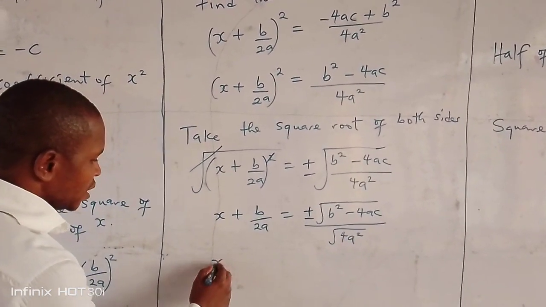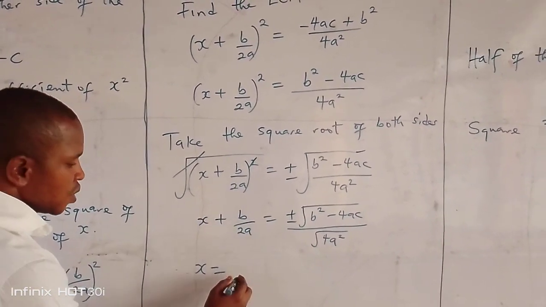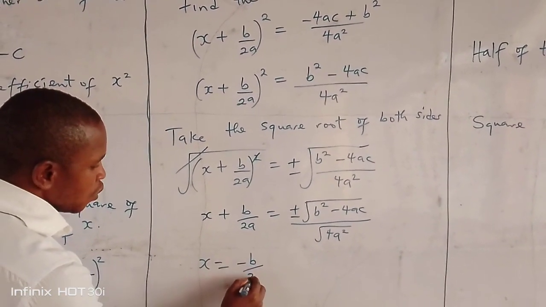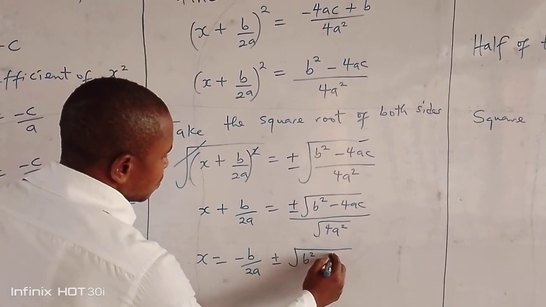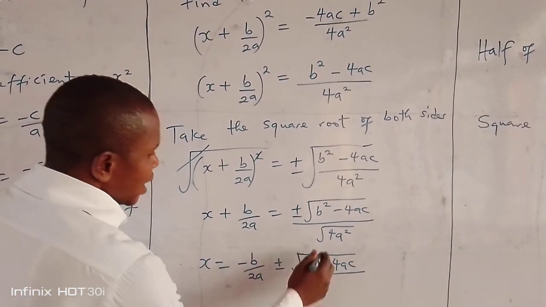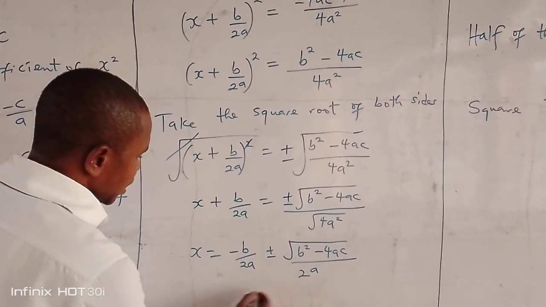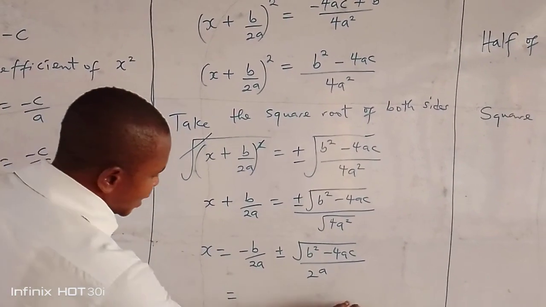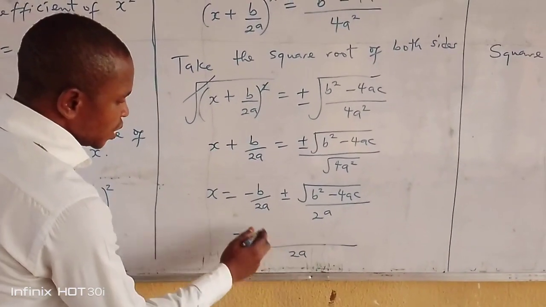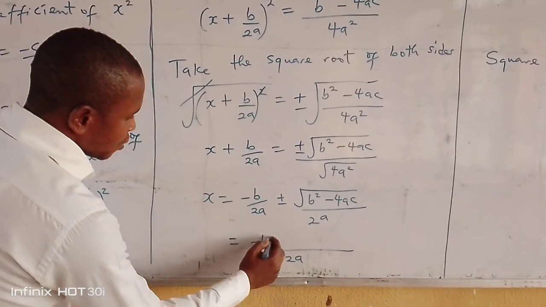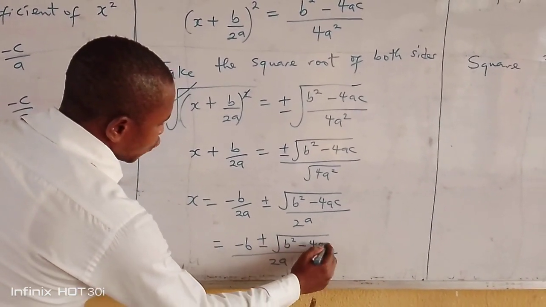And you will end up having x is equal to, by the time you take plus b over 2a to the other side, it will become minus b over 2a plus or minus the square root of b squared minus 4ac, and the square root of 4 here will be 2. The square root of a squared will be a. So what you need to do is to find the LCM, and your LCM will be 2a. 2a in 2a will give you 1. 1 times minus b will give you minus b plus or minus the square root of b squared minus 4ac, all over 2a.